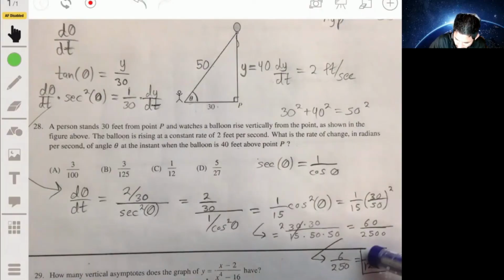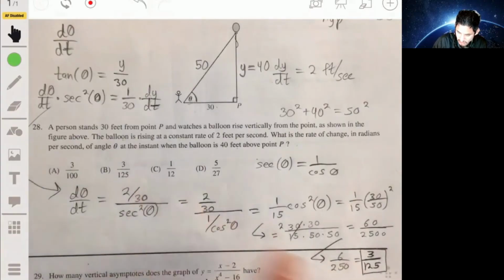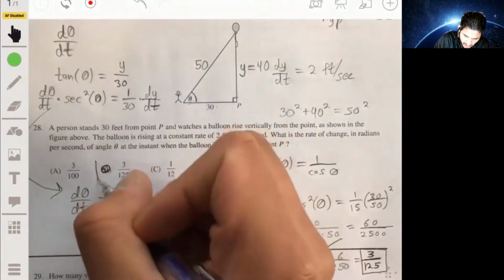No, it's really not 1 over 3 over 125. Whew. Luckily, there's no 1 over 125. There's a 3 over 325. So the answer is B.